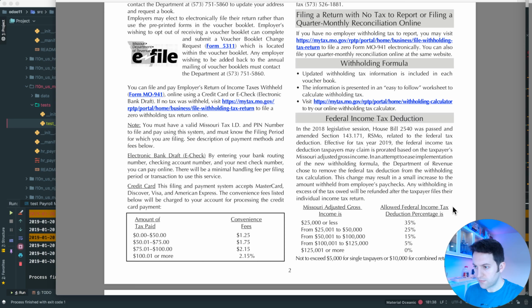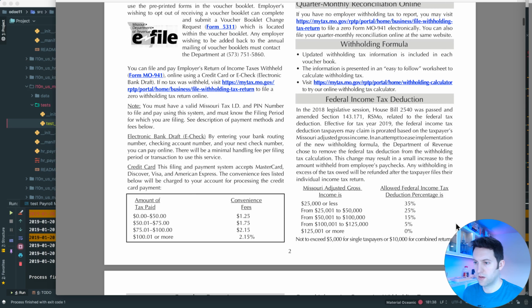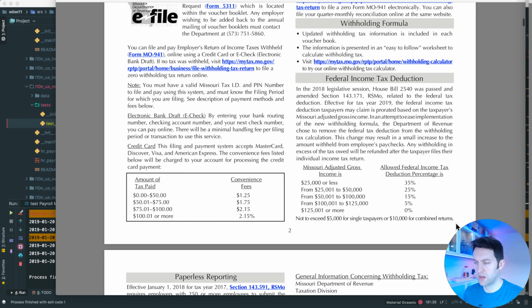All right. This change may result in a small increase in the amounts withheld from employees' paychecks. Any withholding in excess of tax owed will be refunded to the taxpayers filed, blah, blah, blah. That's pretty typical. Obviously, if you're doing a withholding, it's kind of an estimated withholding, and then you're going to refund anything that's different.